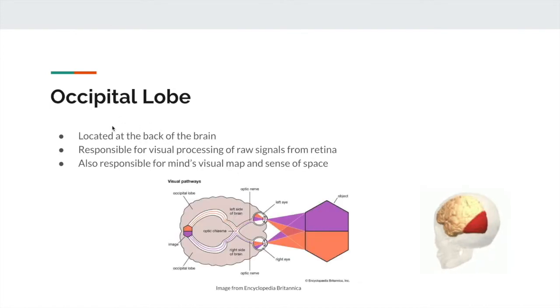Next, the last lobe that we're going to be talking about is the occipital lobe. This is mainly responsible for a lot of visual processing that goes on. What actually happens is this receives impulses from the retina, which is at the back of your eye. The retina converts light into nerve impulses, and these nerve impulses get sent to the opposite side of your brain, to the back, to the occipital lobe, which then does a lot of visual processing.